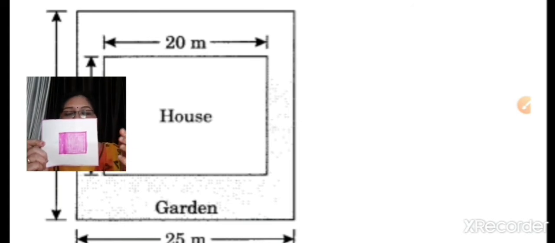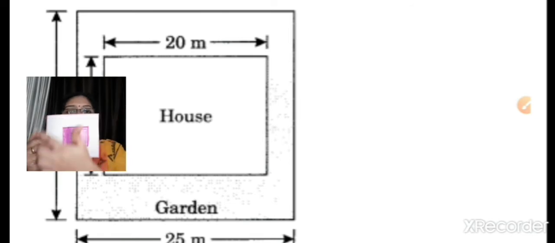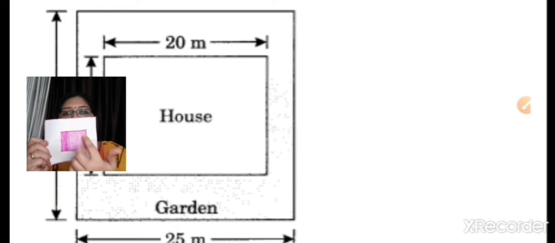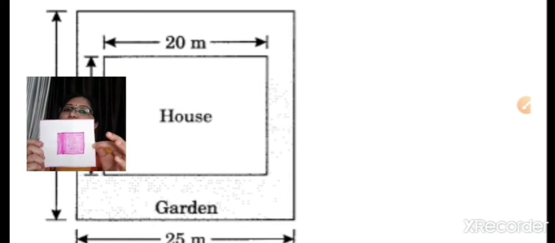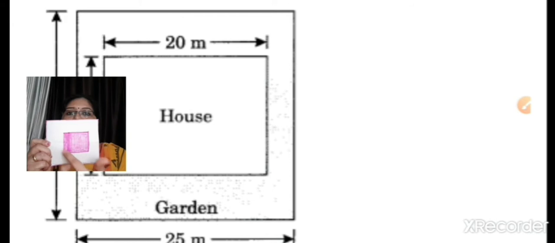So for finding that, you should find the area of the plot, subtract the area used for constructing the house. So first you will find the area of the plot. Also you will find the area for the construction of the house. Both the areas you will find and you will subtract the area used for the house from the plot. Then you will multiply by 55. Okay, we'll see.